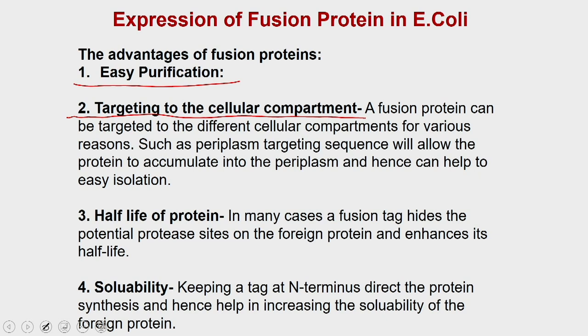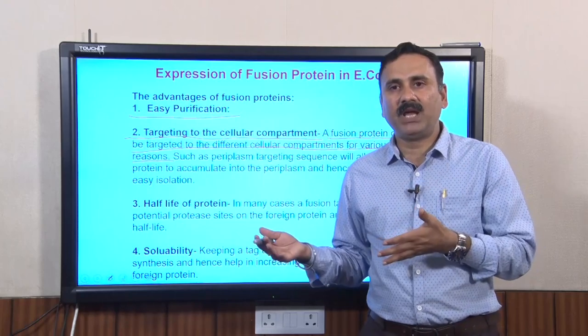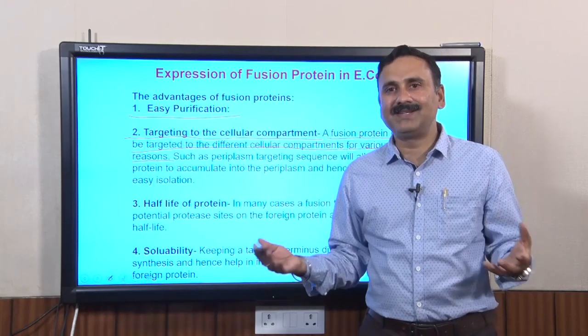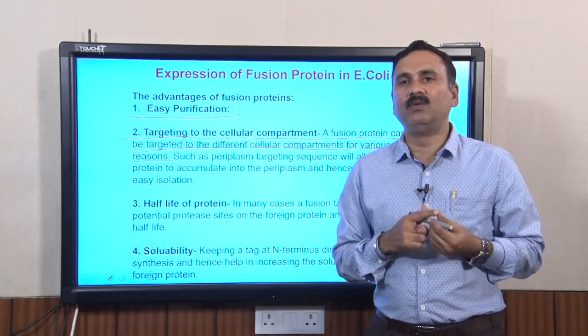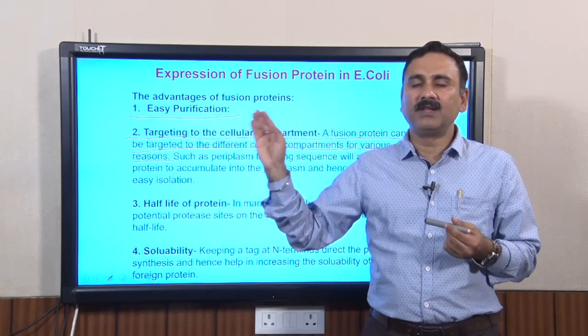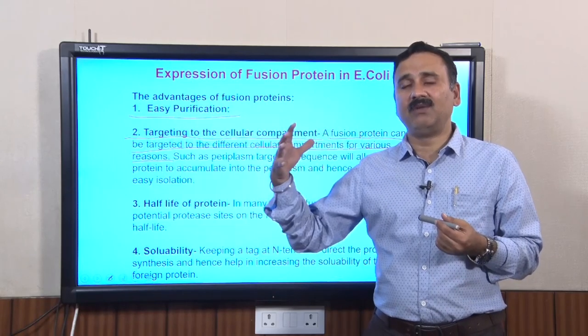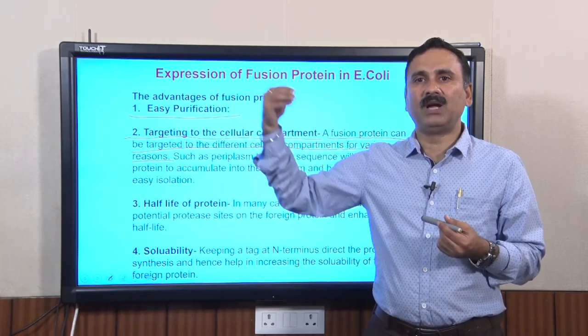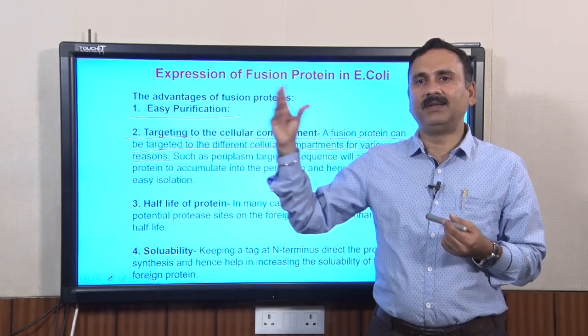Now, since you have the tags, you can plan the experiment in such a way that you can target the overexpression of your protein to a specific cellular compartment. A fusion protein can be targeted to different cellular organelles for various reasons. This is more of an advantage for academic purposes. For example, if you want to overexpress your protein in the mitochondria, endoplasmic reticulum, plasma membrane, or some other specific site, you can put that particular kind of fusion tag, and once the tag is present, the machinery will recognize it, and that is how the protein will go to that particular site within the cell.